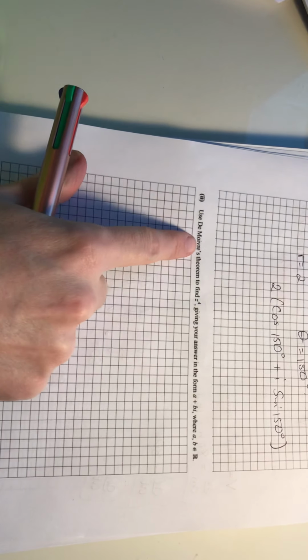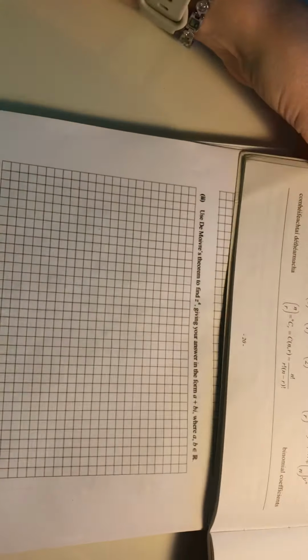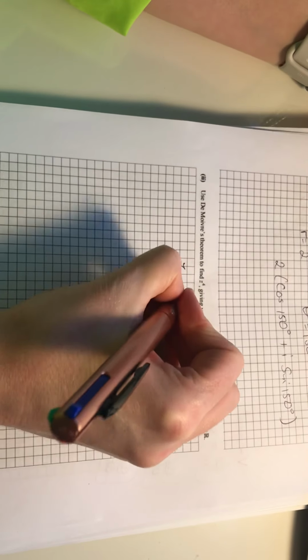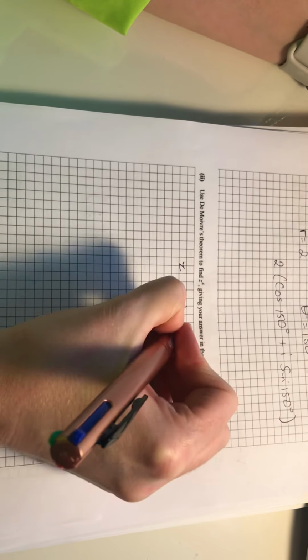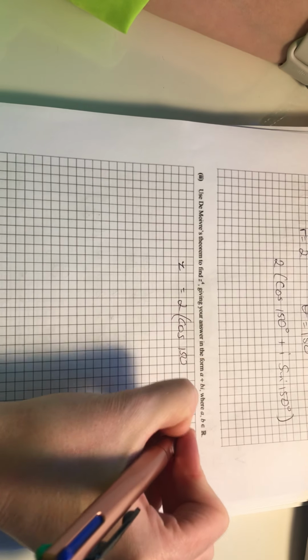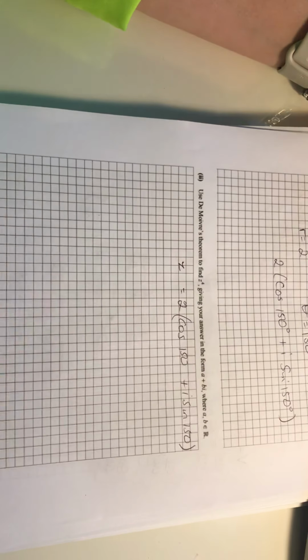The next bit, use De Moivre's theorem. Okay, so I'll keep this open in front of me. De Moivre's theorem means I need polar form, so z. So first part is z in polar form is that. They want me to get z to the power of 4.